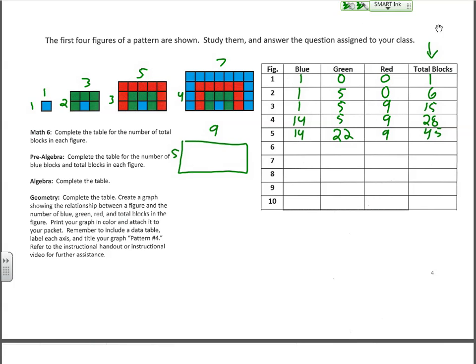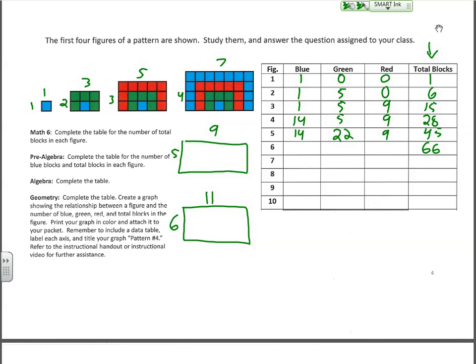Let's look at figure 6. What will the height and length be of figure 6? Bridget? The height's going to be 6. And Brent? The length is going to be 11. Again, up by 1 for the height, up by 2 for the length, which gives us a total block count of 6 times 11, or 66.